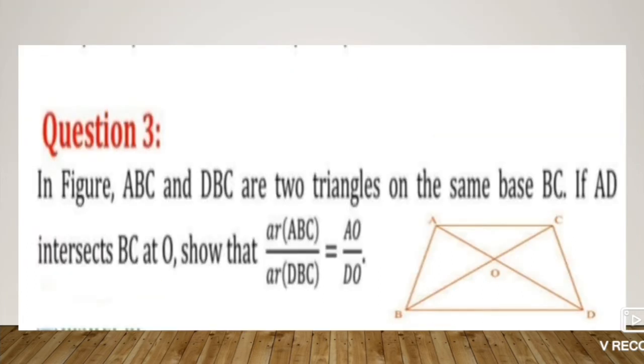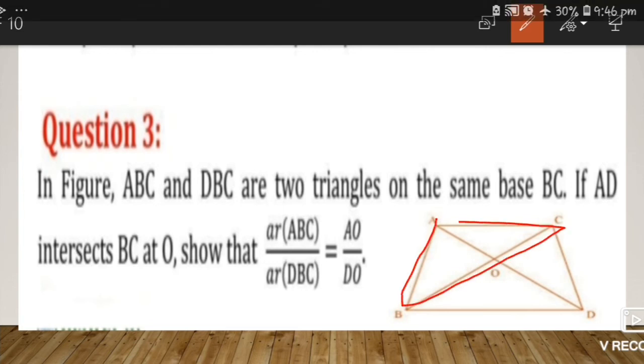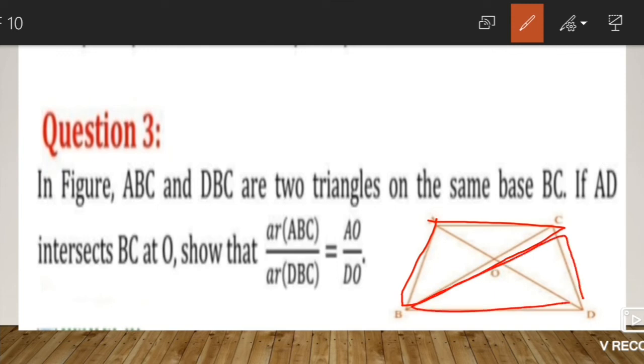Now question number 3. Here is question number 3. In the figure, ABC is this triangle and DBC is this triangle, and they are on the same base BC, right? If AD intersects BC at the point O, then show that area of ABC by area of DBC is equal to AO by DO.